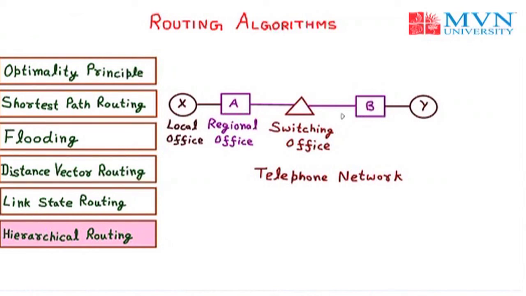So we have discussed the routing algorithms, that is the optimality principle, shortest path routing, flooding, distance vector routing, linked state routing, hierarchical routing. So that's all about routing.